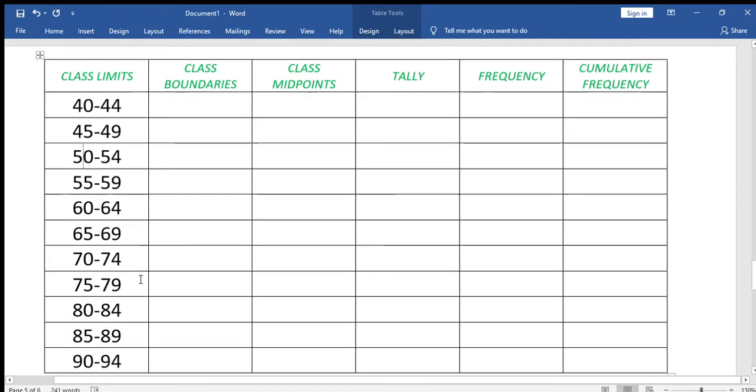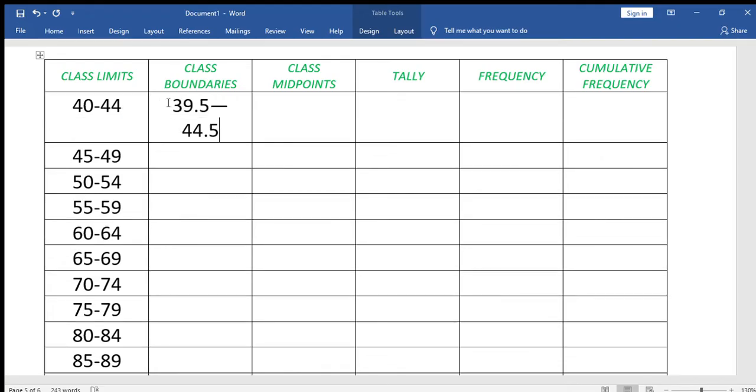Okay, then next, how about getting the class boundaries? The class boundaries are also known as your exact limits. How do we get the exact limits of these? We just have to deduct 0.5 from your lower limits, and you add 0.5 to all your upper limits. Okay, so here 40 minus 0.5, we have 39.5. Then this will range to 44.5. Okay, so that's how it works.